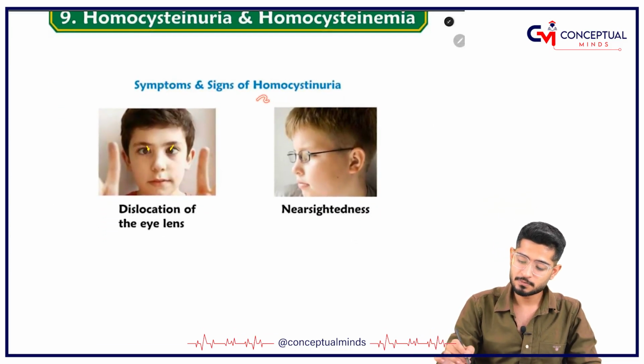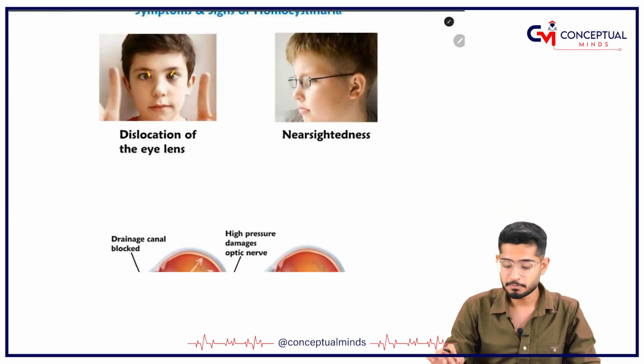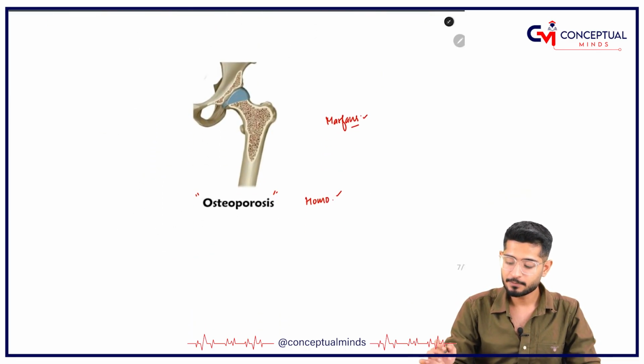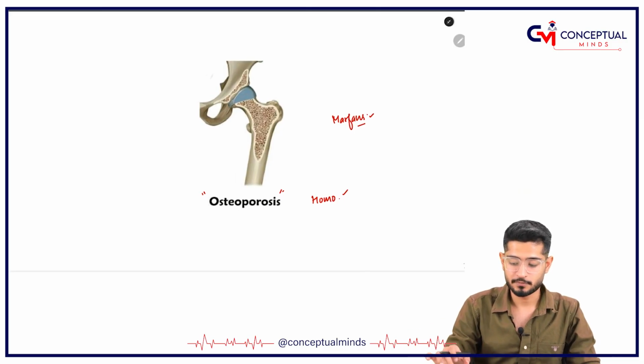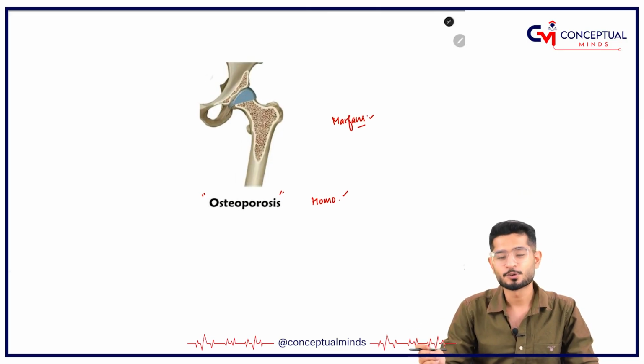So these are the symptoms of homocystinuria. That means your lens is getting dislocated medially, and similarly osteoporosis, which we have discussed already. So this is the story of homocystinuria.